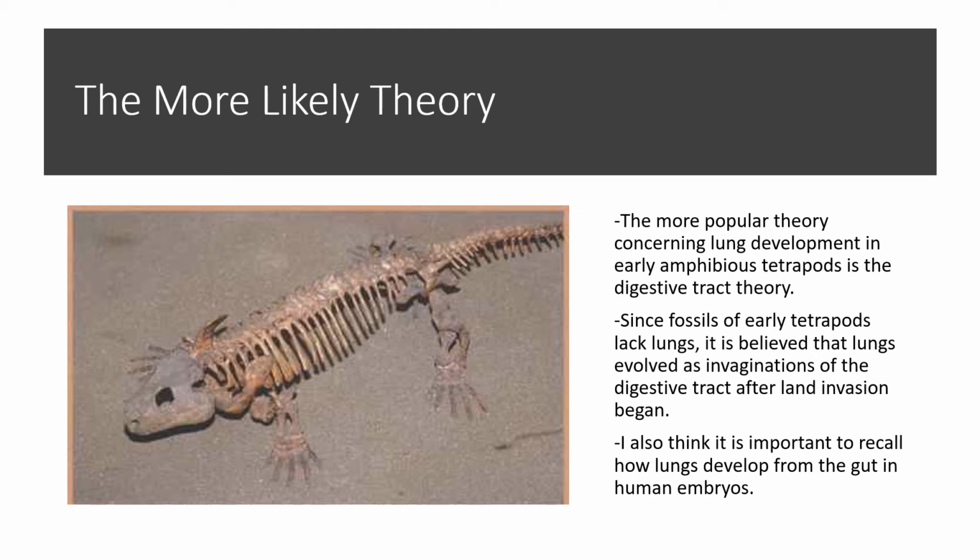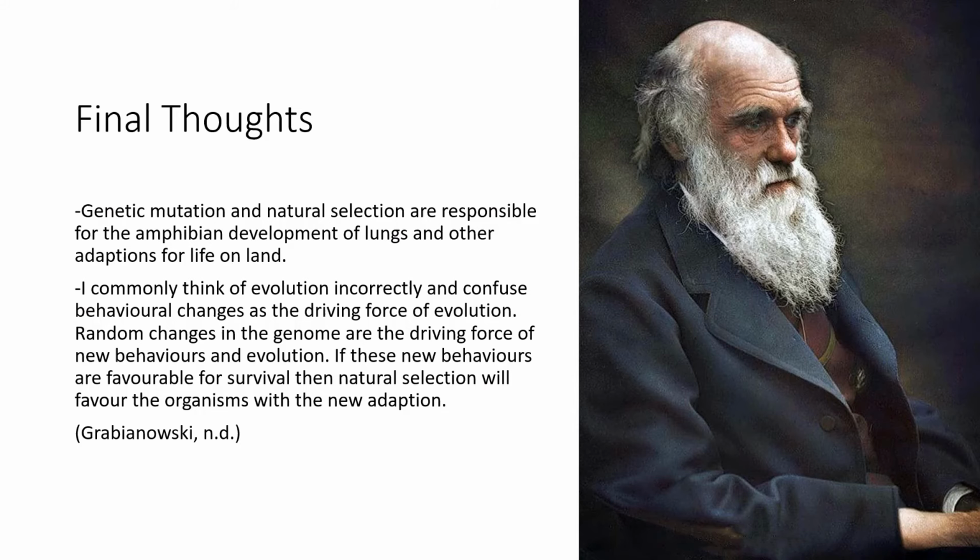I also personally think it is important to recall how lungs develop in human embryos, because we see that the lungs form from the gut. This is indicative. Final thoughts on this curiosity project. Genetic mutation and natural selection are responsible for the amphibian development of lungs and other adaptations for life on land, and all evolution in general in all animals.